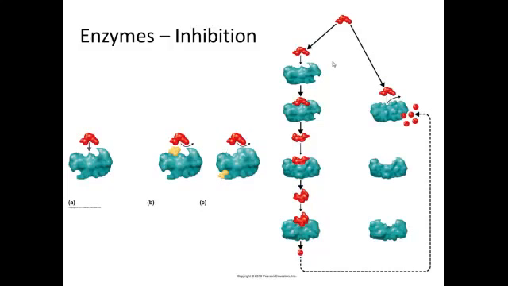So I either have a bunch of bicycle parts that are easy to store or a whole bunch of bicycles that I can sell. Now once I get a shipment in of the bolts for putting the wheels on, I can start the factory back up again. It's a similar process where the final product shuts down the beginning of the pathway. We call that feedback inhibition.